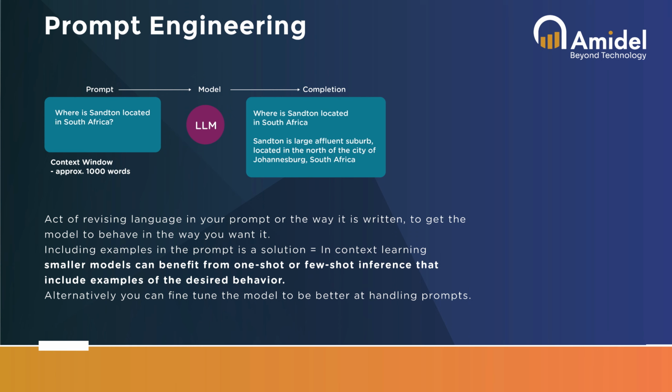You'll find that with your smaller large language models, you will need to give examples of how you want it to return a completion, because they're not trained on a lot of data. But with larger models, you won't have to give an example, and I'll show you in the next slide. For example, with ChatGPT you just ask it where is Sandton located in South Africa, and because GPT has been trained on millions of data, it doesn't struggle to give me a good answer, right?